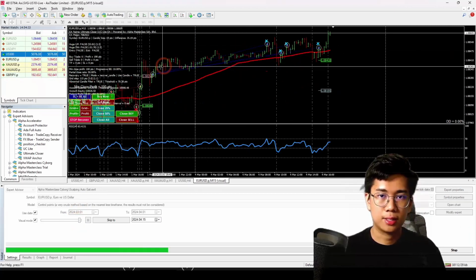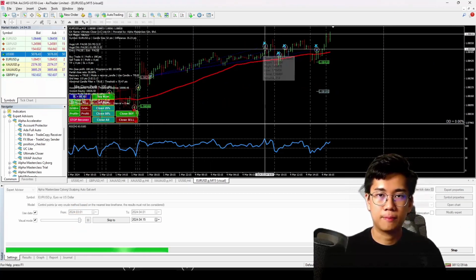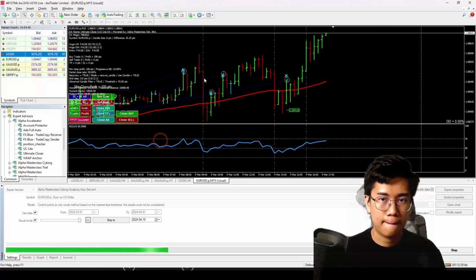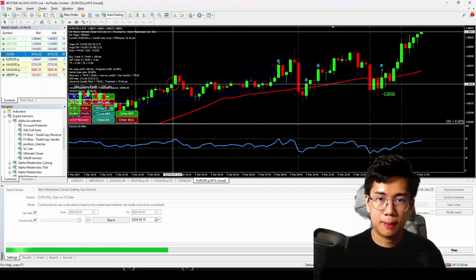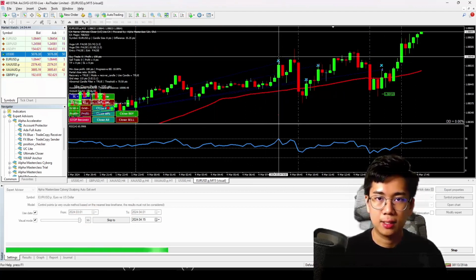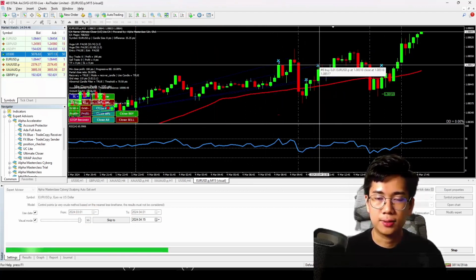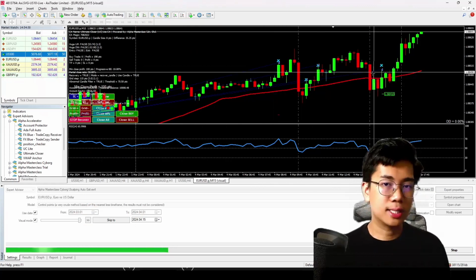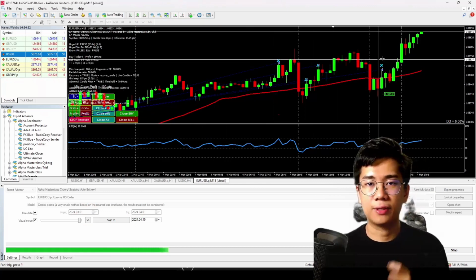Okay, like what you guys see here. I buy, it closes at the peak before it turns down. Right, can you see this? This buy closes here, then closes here, then closes here. It can very accurately close the trade at the peak of the market.